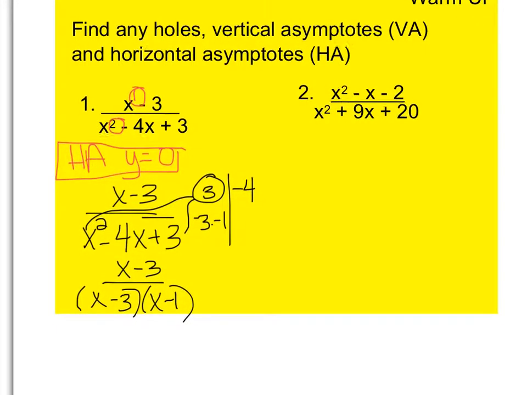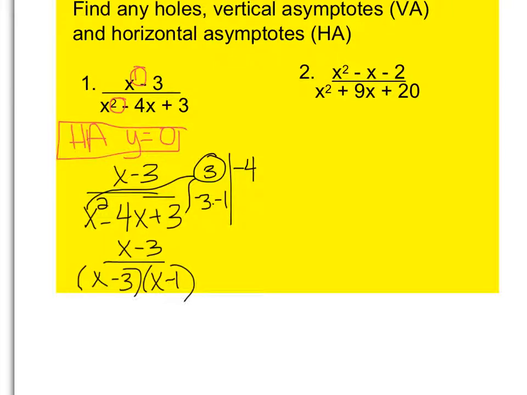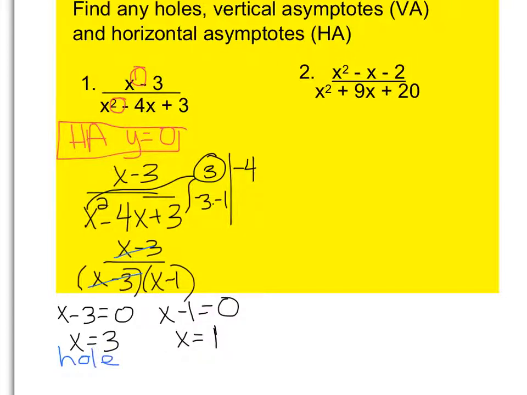Remember, when finding holes in vertical asymptotes, we only care about setting the denominator equal to 0. So the denominator, x minus 3 equals 0, and x minus 1 equals 0. So I have x equals 3 and x equals 1. And now I need to determine, are those holes or are those asymptotes? Well, we look to see if something can cancel. And when I look back at the problem, I can see that x minus 3 and x minus 3 would cancel, which means that one's a hole. Since the other one wouldn't cancel, that's a vertical asymptote. And those are the other two answers for number 1.